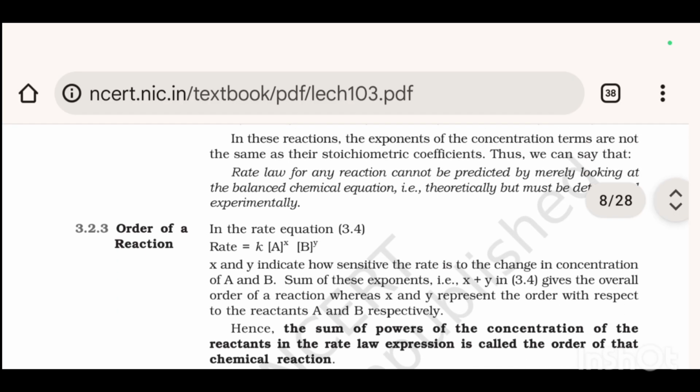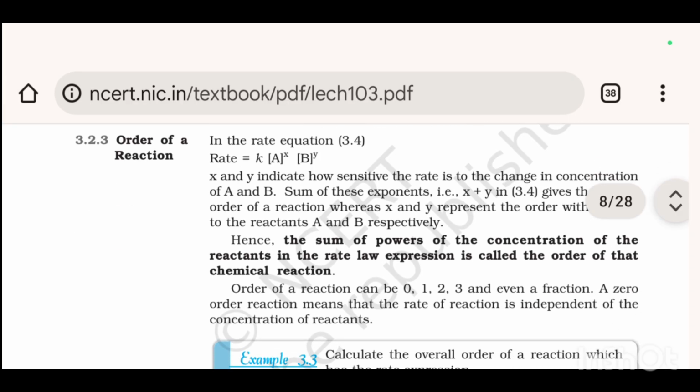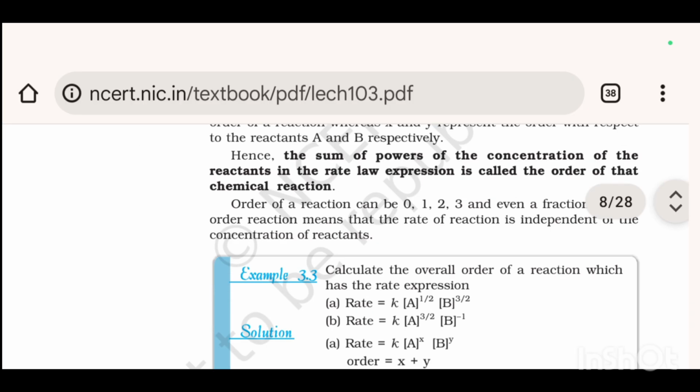Order of a reaction. In the rate equation, rate equals k [A] raised to power x and [B] raised to power y. x and y indicate how sensitive the rate is to the change in concentration of A and B. The sum of these exponents, that is x plus y, gives the overall order of the reaction, where x and y represent the order with respect to reactants A and B respectively. Hence, the sum of the powers of the concentrations of the reactants in the rate law expression is called the order of that chemical reaction. Order of a reaction can be 0, 1, 2, 3, and even a fraction. A zero order reaction means that the rate of reaction is independent of the concentration of reactants.